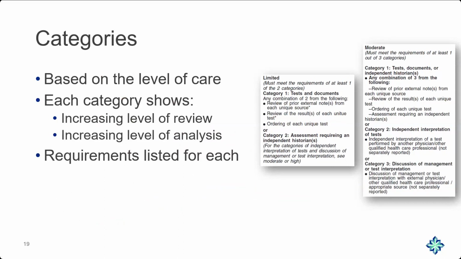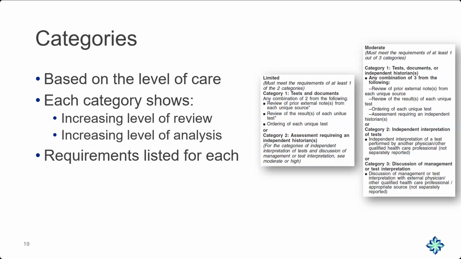So with the categories, they are based on the level of care. And here I've given you a screenshot from the CPT just as an example. Each category, if you look at it, is going to show an increasing level of care, an increased level of review, an increased level of analysis. And the CPT is going to list the requirements for each level, and we're going to talk through those like we did with problem. But the categories are going to call out the number of data elements that must be met to meet that particular level.